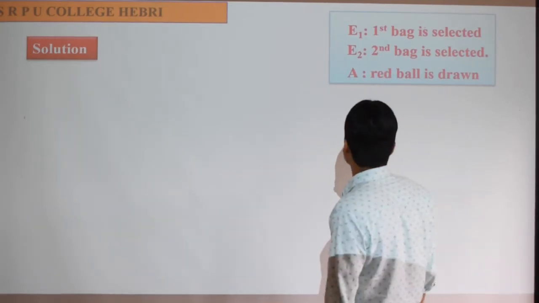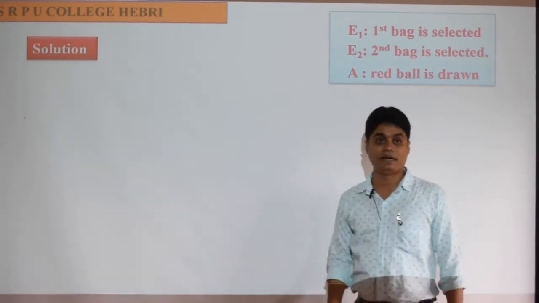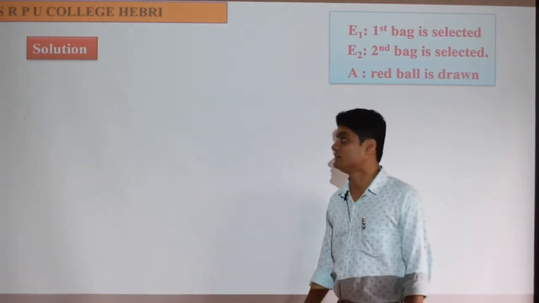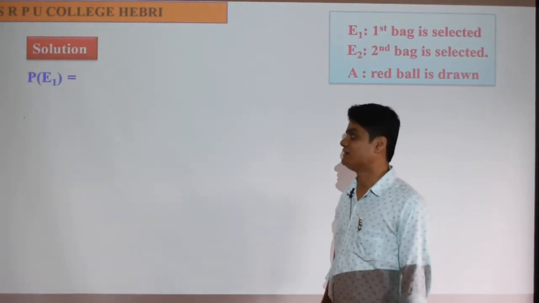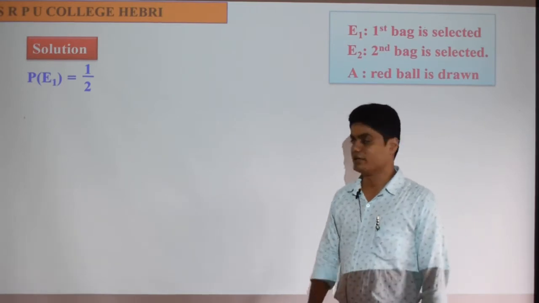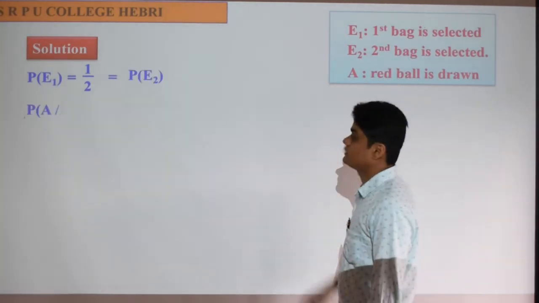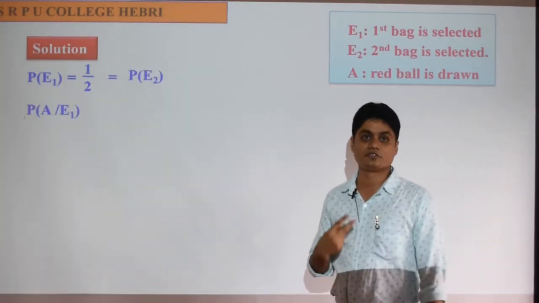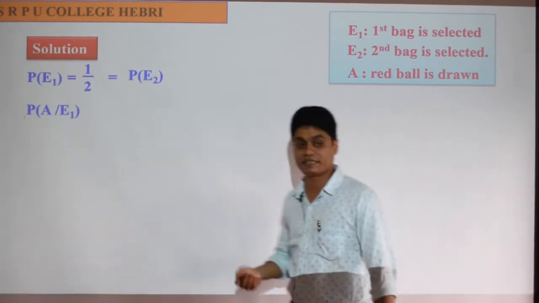So can you tell me what is the probability of selecting the first bag out of 2 bags? What is the probability of selecting E1? Yes, it is nothing but half. Out of 2, only 1, so 1 by 2. Similarly, probability of E2. What is the probability of E2? It is again half, because there are only 2 bags and you are going to select 1 bag out of 2.